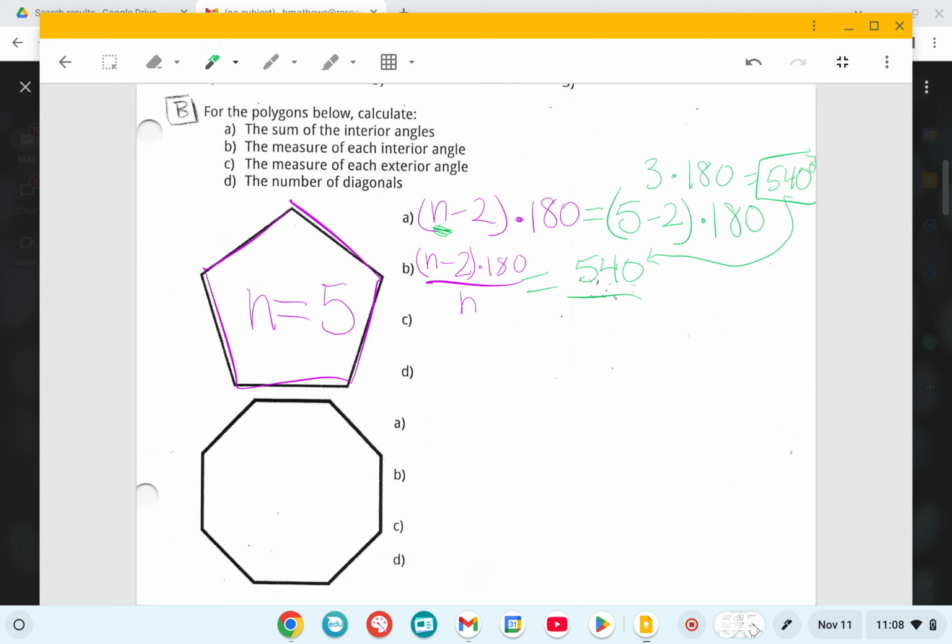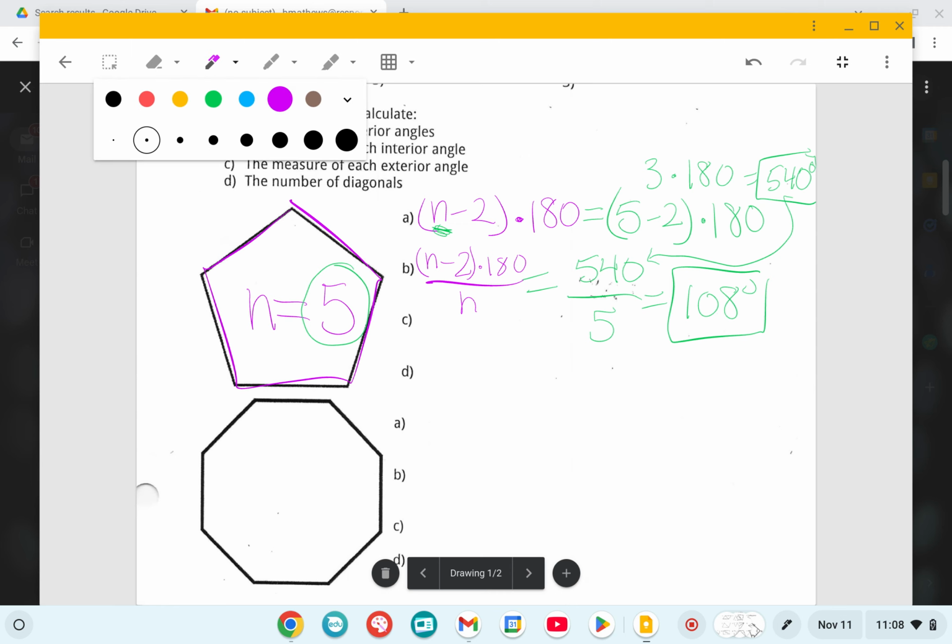And then I'm dividing by n. N is still 5. I'm using the same number I used here. I'm always putting 5 in anywhere there's an n. And when I do that in my calculator, I get 108 degrees. And that is the answer for part B.